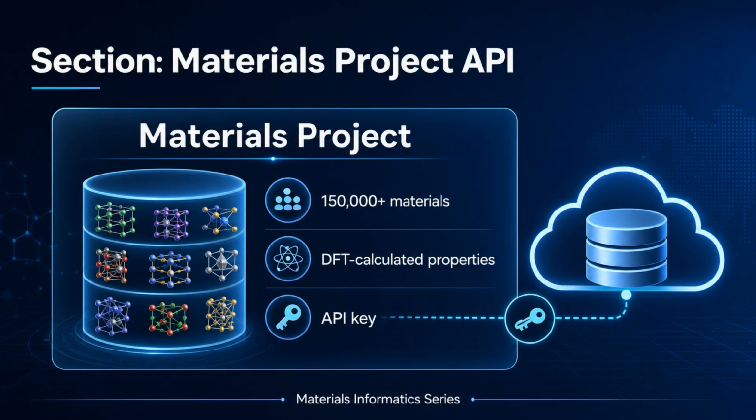Materials Project is one of the largest open materials databases with over 150,000 computed materials. The API provides programmatic access to DFT-calculated properties, including formation energy, band gap, elastic moduli, and crystal structures. We'll use the mp-api Python client for efficient data retrieval.